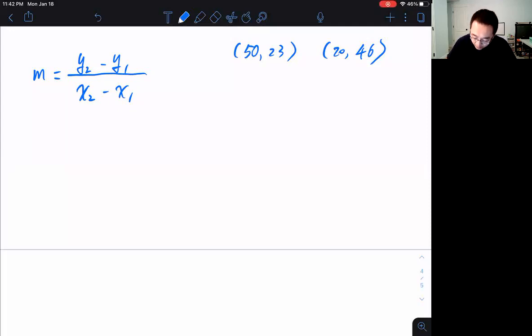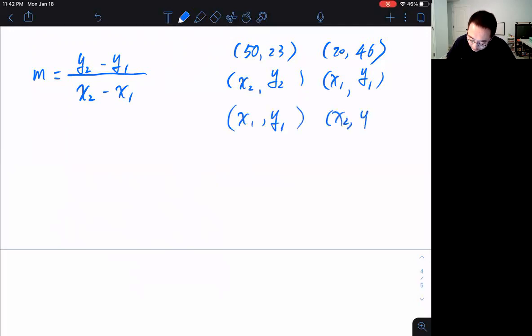Okay, so what I'm saying is, if this is y2 and this is y1, then this better be x2 and this better be x1. Now if you want to treat this one as x1 and y1 and this one as x2 and y2, you can do it and the result is exactly the same.